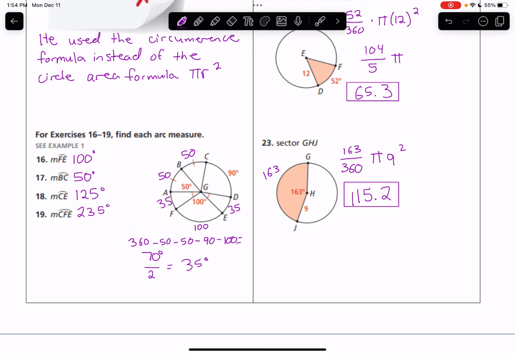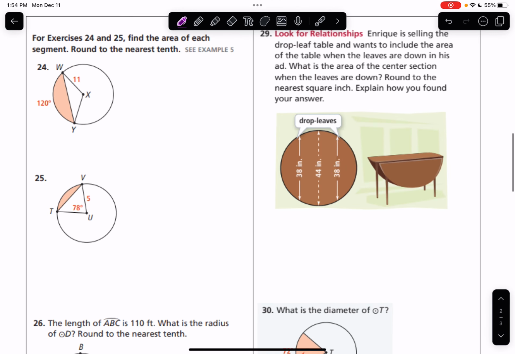All right, let's keep going. Here's some fun ones. Find the area of each segment. And of course, when we're finding the area of a segment, we are going to find the area of the sector minus the area of the triangle. So in this case, the sector is pretty simple because I know that I have a 120-degree angle. So 120 over 360 times pi times 11 squared.